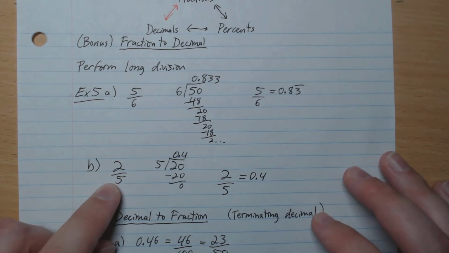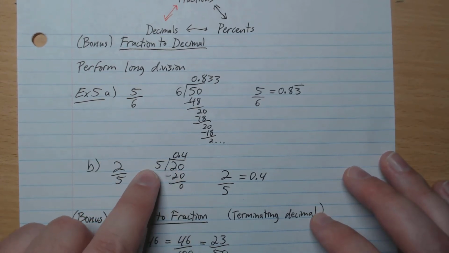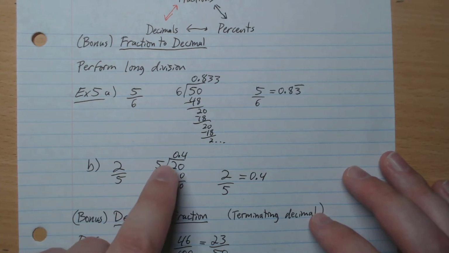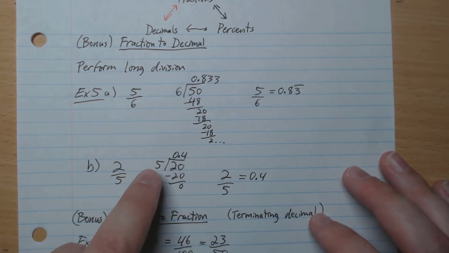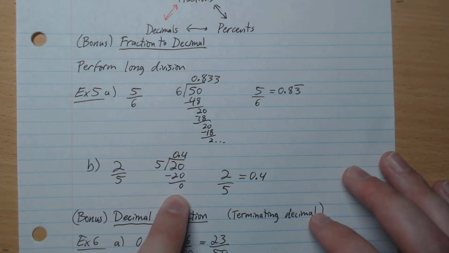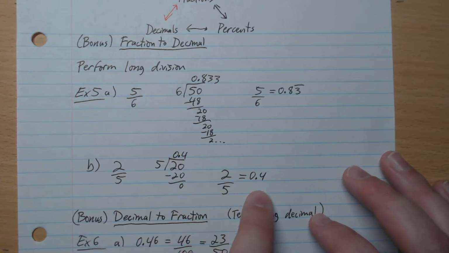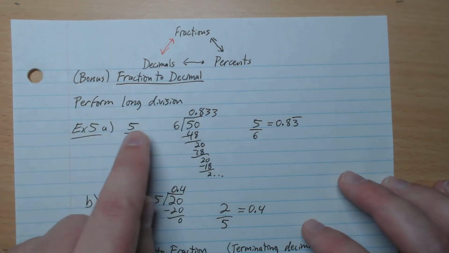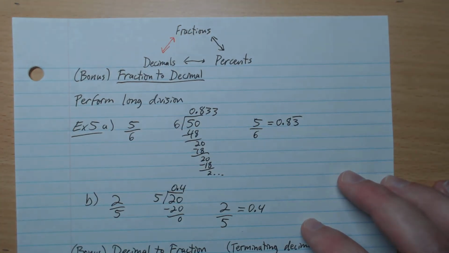B, 2 over 5. So we go 2 divided by 5. We can't, so 0 point, add a 0. How many 5s go into 20? 4. Put 4 in there. 20 minus 20 is 0. So there you go, 2 over 5 is the same as 0.4. If you're going from fraction to decimal, you just perform long division.